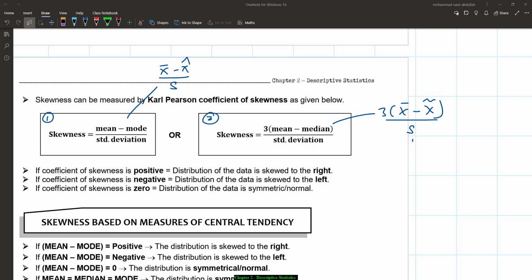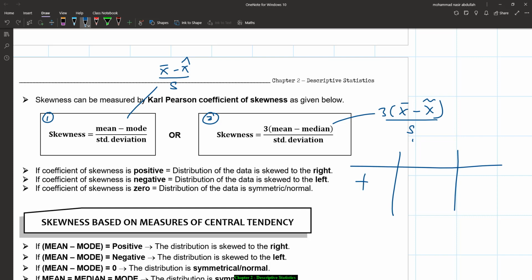If the value of the skewness is positive, then we can say that the distribution is positively skewed, or skewed to the right distribution. If the skewness value is equal to 0, then we can say that the distribution is normally distributed or symmetrical distribution. Boleh faham? So dekat sini dia ada 3 side.